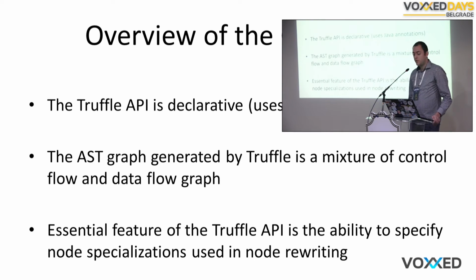An essential feature of the Truffle API basically is to specify so-called node specializations, which means that for different types of input, such as for example string, boolean, or any other type, you can specify different execution logic for your program.